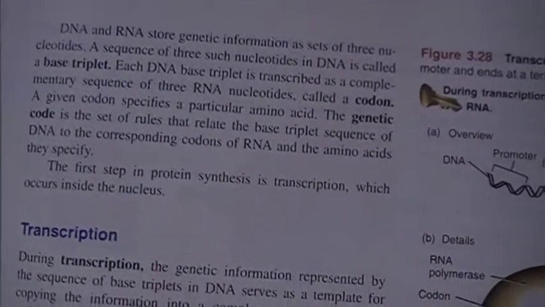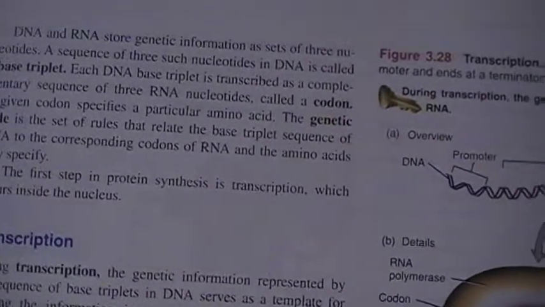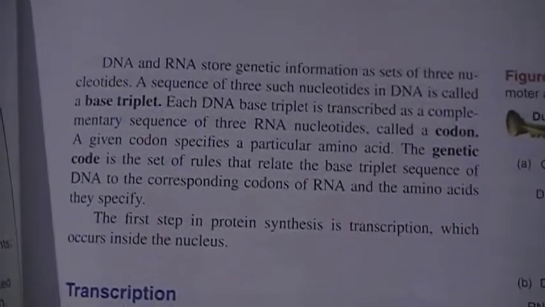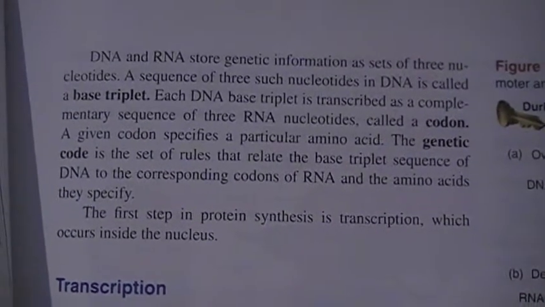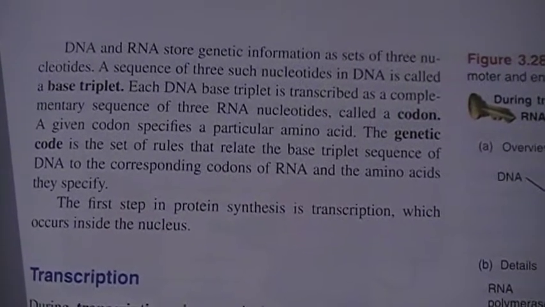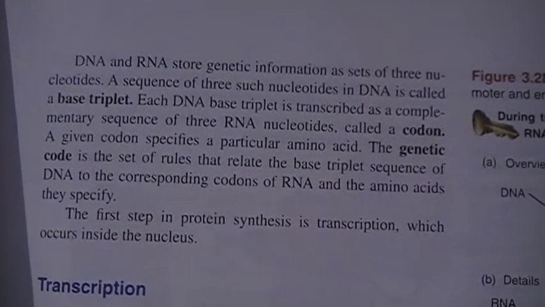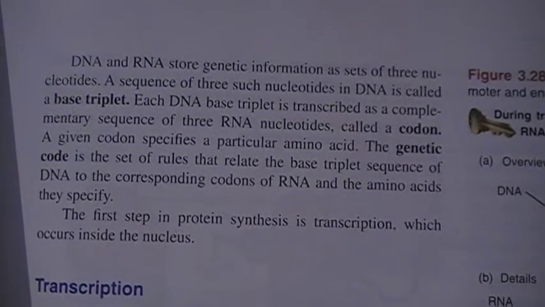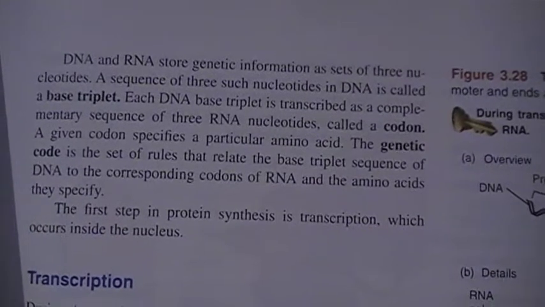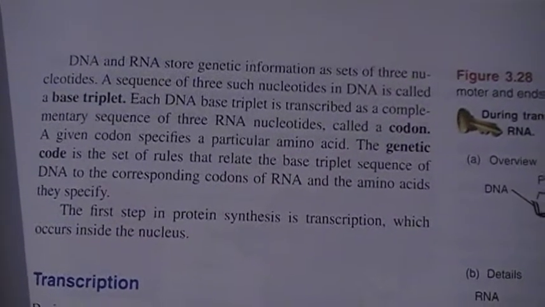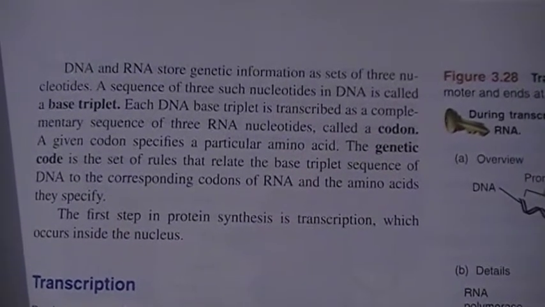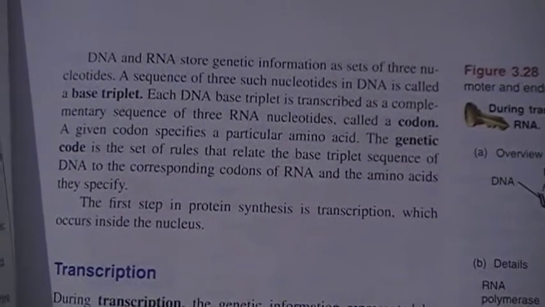DNA and RNA store genetic information. A sequence of 3 nucleotides in DNA is called a base triplet. DNA and RNA store genetic information as a set of 3 nucleotides.